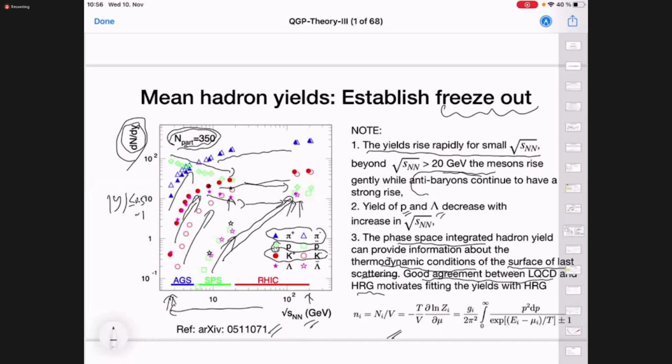And if you assume that the freeze out is freeze out of hadrons, that means the fireball is in such a thermodynamic state that the degrees of freedom are hadrons and resonances, colorless states, and not quarks and gluons, right? So then this HRG, of course, is a very good model to access it, right?